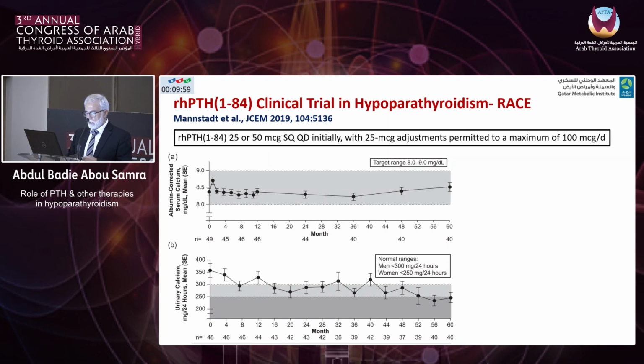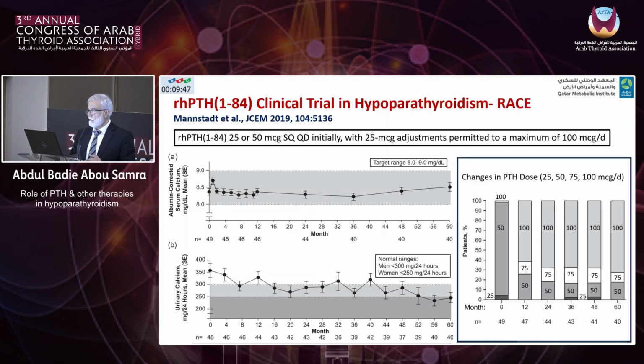What you see here, the calcium is within the normal range, so it's normalized. Urinary calcium is coming down because PTH will conserve calcium. And here you see dose escalation. Most of them started around 50, and with time most of the patients became 100. You see the number of patients: about 50 in this trial, then 49, down to 40. And this is 5 years, so it's very important because it's long, but the number is also small.